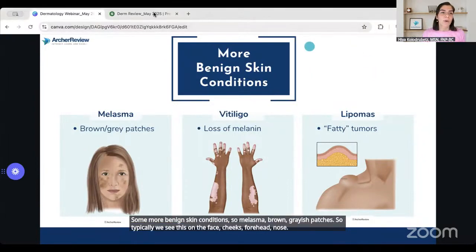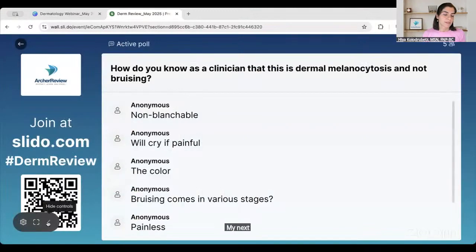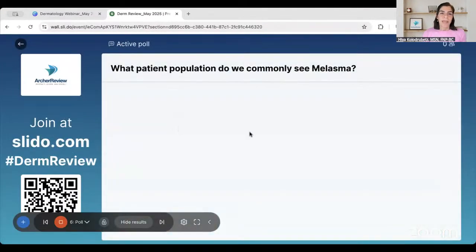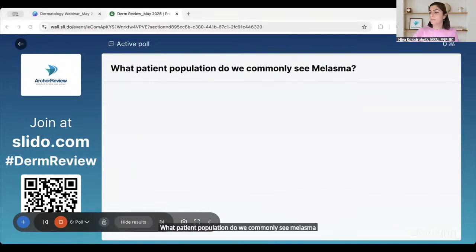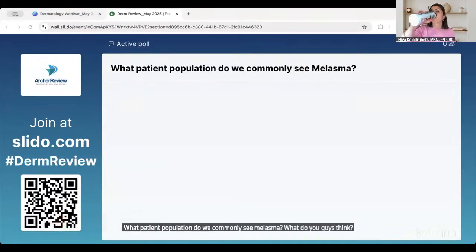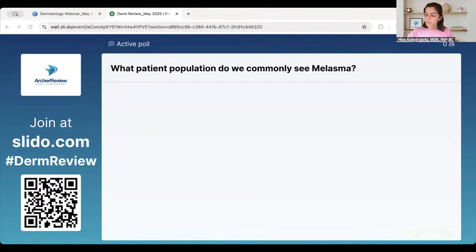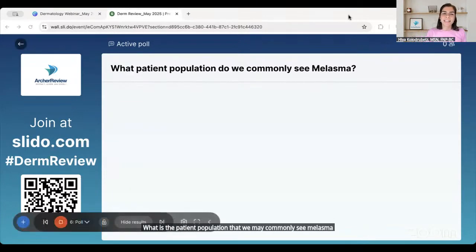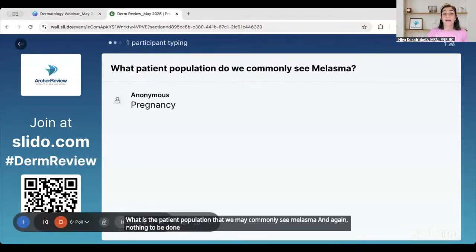My next poll: what patient population do we commonly see melasma? What do you guys think? What is a patient population that we may commonly see melasma? And again, nothing to be done about it, just a lot of reassurance.